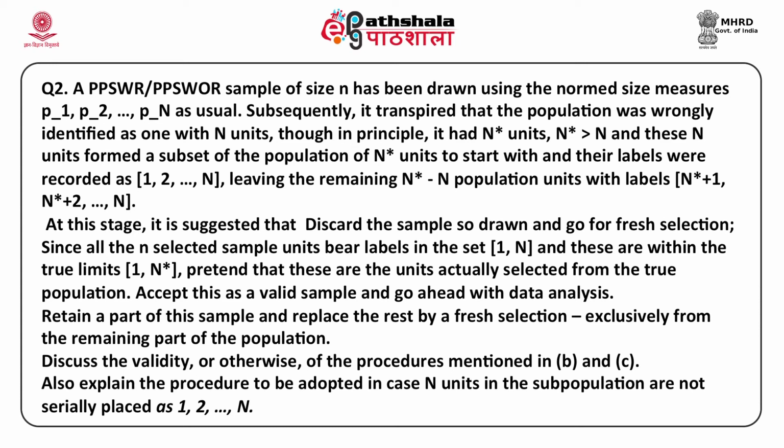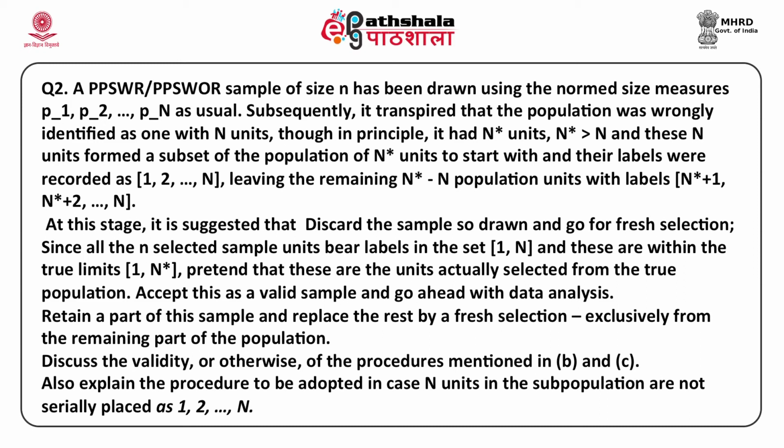At this stage, it is suggested in A that you discard the sample so drawn and go for fresh selection. In B, since all the n selected sample units bear labels in the set 1 through N, and these are within the true limits 1 through N star, pretend that these are the units actually selected from the true population. Accept this as a valid sample and go ahead with data analysis. In C, retain a part of that sample and replace the rest for a fresh selection, exclusively from the remaining part of the population. Discuss the validity or otherwise of the procedures in B and C.